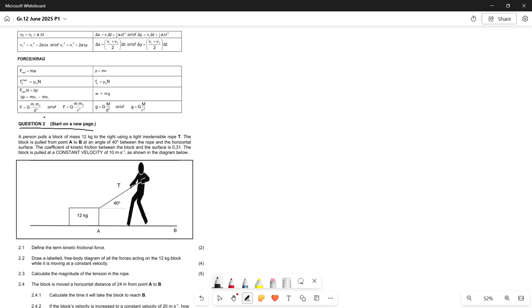Cool guys, so this is question 2 of the grade 12 June 2025 science paper 1 paper. So this is the physics paper, this is the beginning of Newton's, and let's jump right in.